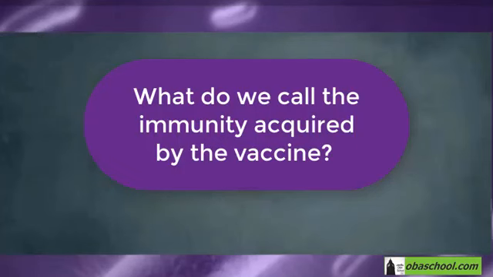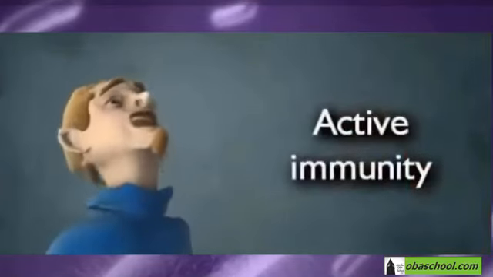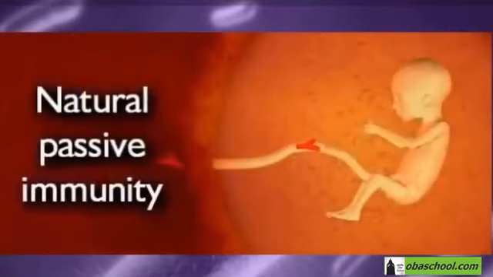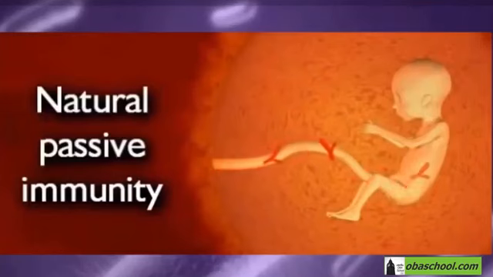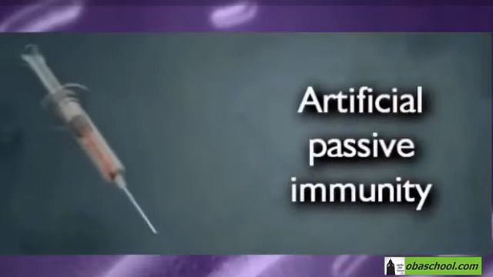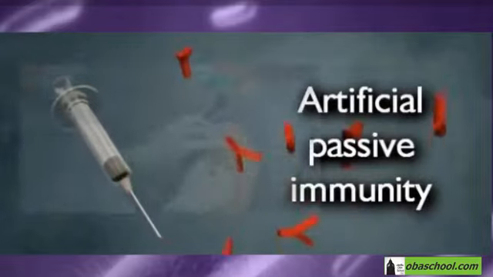However, what do we call the immunity acquired by the vaccine? Immunity produced by a vaccine is called artificial acquired immunity. Immunity acquired as a result of catching a disease normally is called active immunity. Natural passive immunity can occur in the uterus when the fetus acquires immunity from his mother, whereas the artificial passive immunity is a short-term remedy for disease.